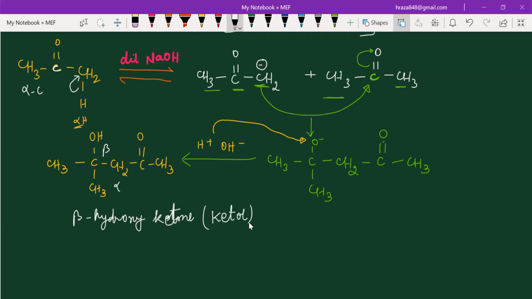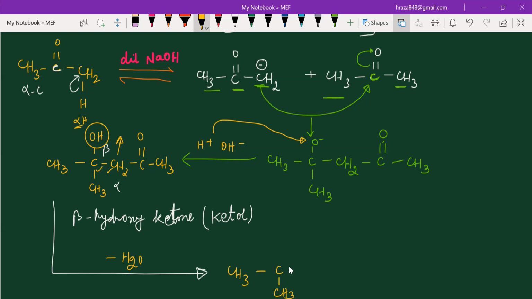Ketone reaction. Got it? Yes, sir. After this, do we only have to take out one alpha hydrogen? H2O, that means OH from here and hydrogen from here. So the double bond will come between this and this carbon. So this will be CH3 and this will be CH3 and OH is eliminated. So the double bond forms and one of the hydrogens is eliminated. So one hydrogen is left and the rest is added. Got it?